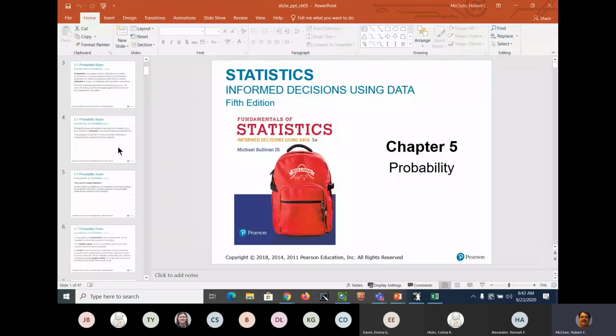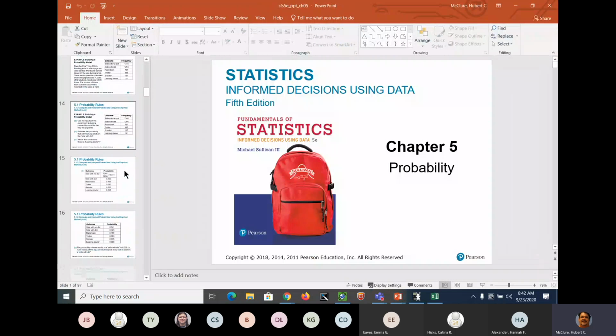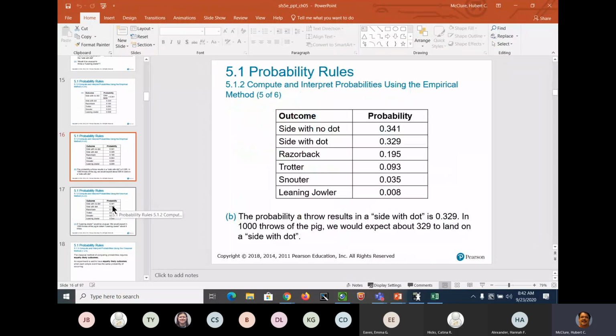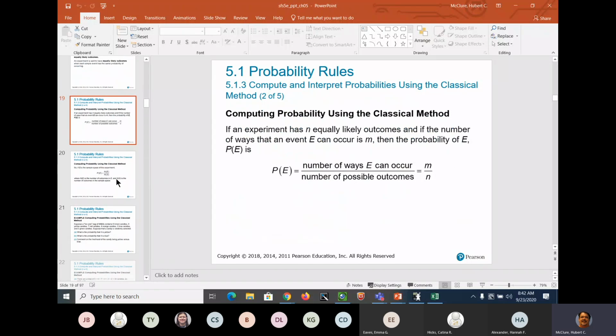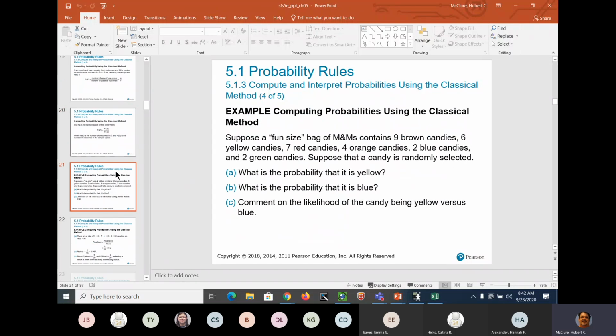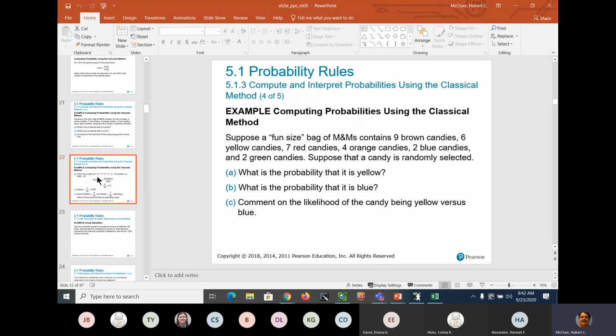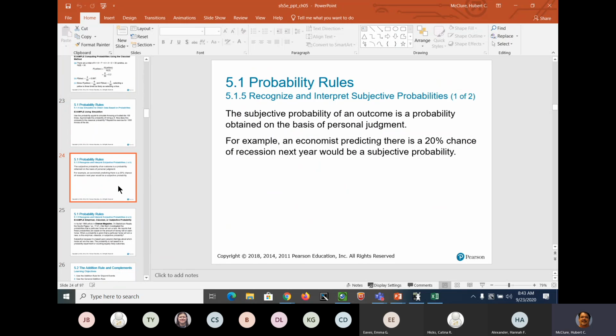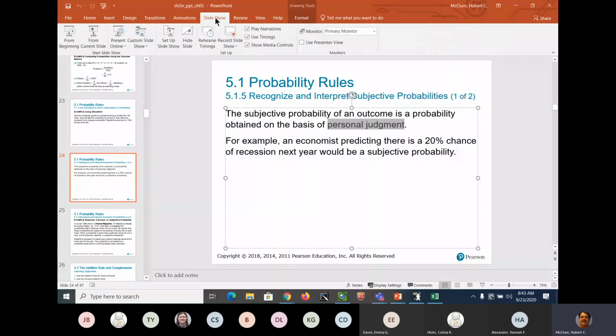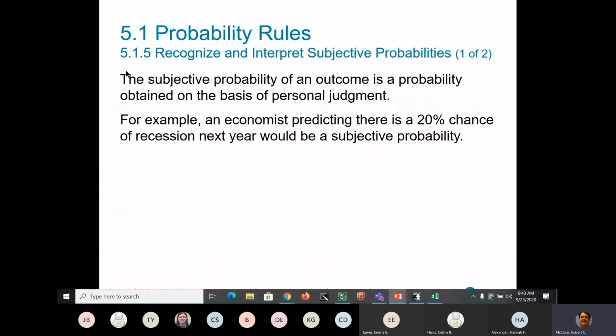And this is 5.1. I think you said subjective. We did the piggies. That was about silly. Why don't they just use a die? They're getting there. Subjective. Subjective probability of an outcome is probability obtained on the basis of personal judgment. Personal judgment. Write that down. Because that right there, that sentence is a standardized test question.